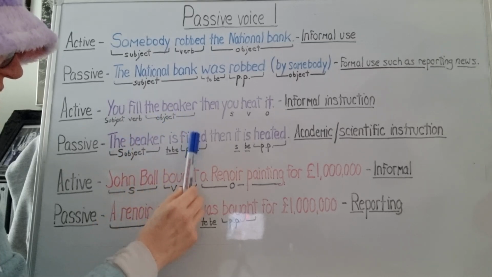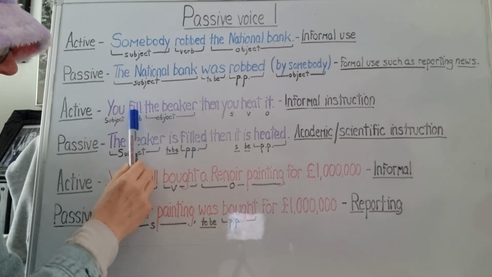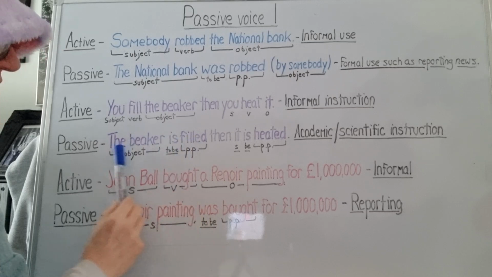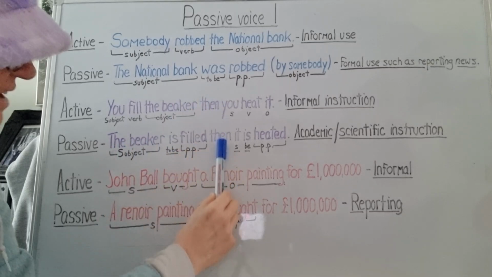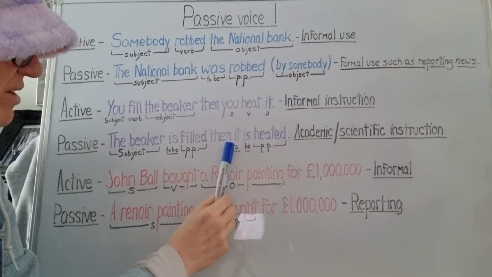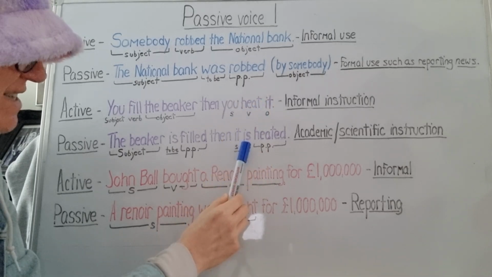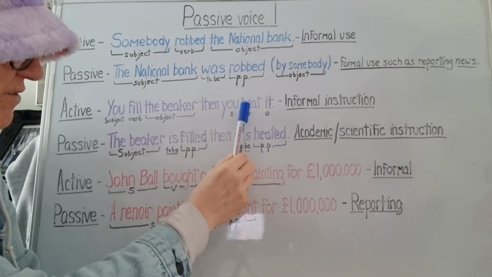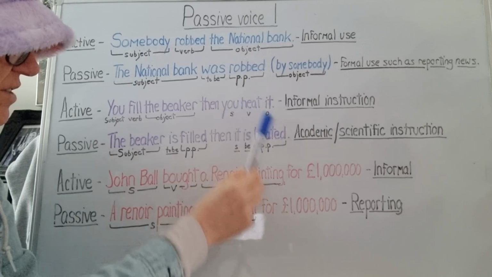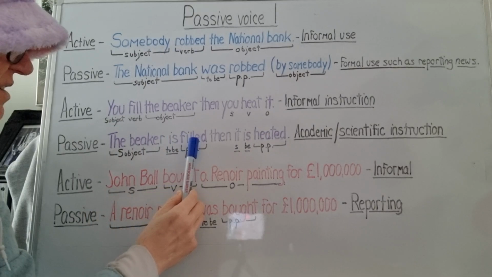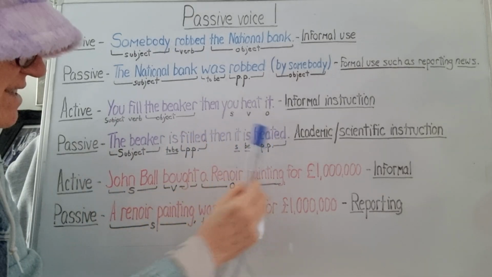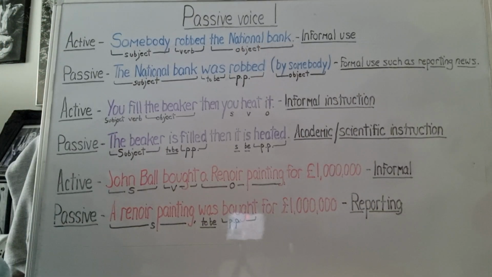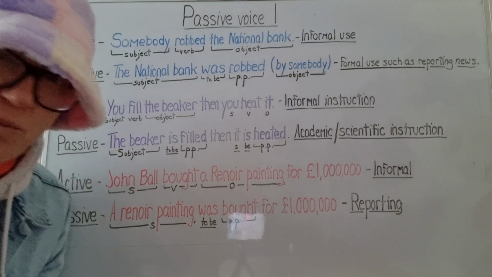Now we use the past participle. We see we've got the infinitive because this is present simple, but we have to use the past participle in the passive sentence. Then it, your object becomes your subject, is, again, present simple, the verb to be, heated, okay? The verb, past participle of the verb. The beaker is filled, then it is heated. That's academic or scientific instruction, okay? I hope it's all clear.